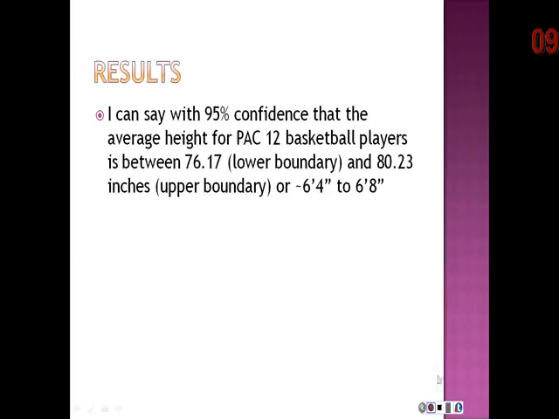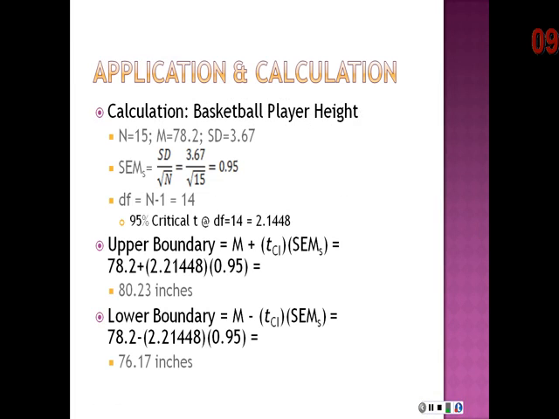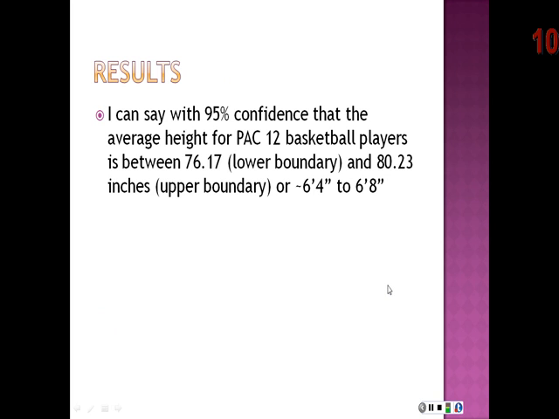And I apologize, I just realized the numbers here don't match the slide before, so let me go back and reiterate this. I recalculated and changed the numbers here. As I mentioned, there are going to be some potential differences in rounding, but this is the most accurate number here: 80.23 inches, 76.17 inches. So basically what this is saying is that I can say with 95% confidence that the average height for Pac-12 basketball players is between 76.17 at the lower boundary and 80.23 at the upper boundary.